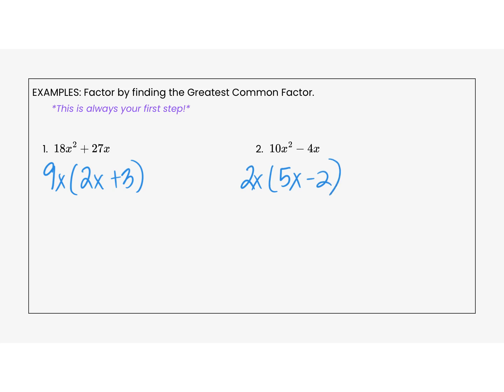Whatever you have left in your parentheses here, you shouldn't be able to factor that anymore if you do this GCF correctly. Okay, remember, anytime we factor, regardless of the situation, if there is a GCF, you should take that out first.